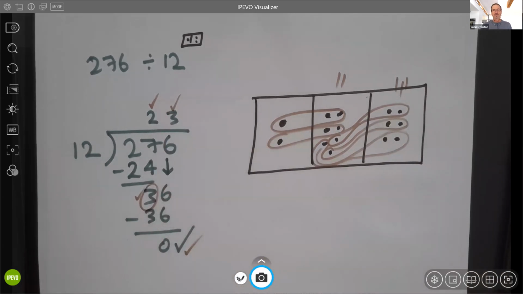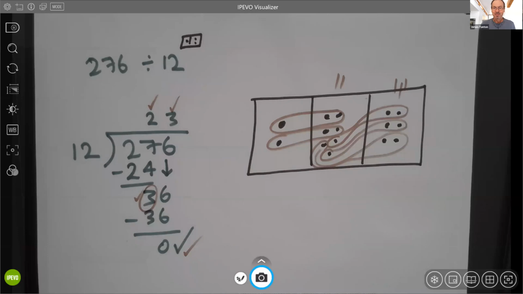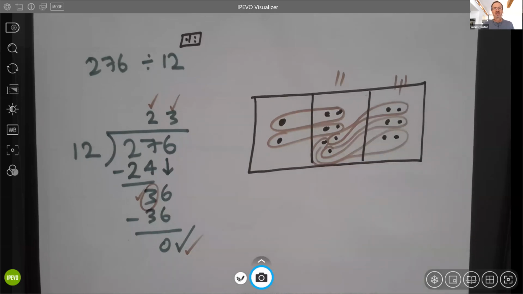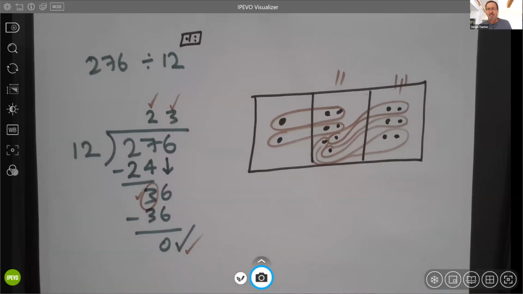We have no remainder. So actually, this very bizarre algorithm I was taught back in Australia is actually just the dots and the boxes picture, and no one showed me a dots and boxes picture. I wish they did, because having this in my mind now makes perfect sense to that.